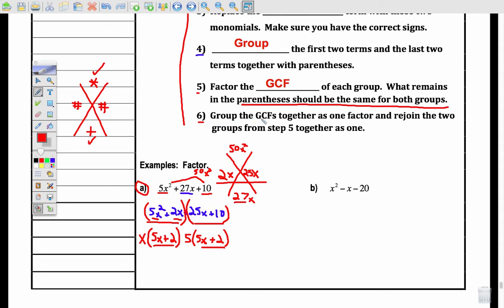The last step to do this, to get the right answer, group the greatest common factors. So the greatest common factors are x and 5. So we're doing step number 6 right here. Greatest common factors. All right. And rejoin the two groups from step 5 together as one. So what we're going to do, we're going to take x and join it with 5. And this is a positive 5. That's a plus right here. So x plus 5. That's going to be one of our set of parentheses. And then the last set is what we used in the parentheses, which is 5x plus 2.